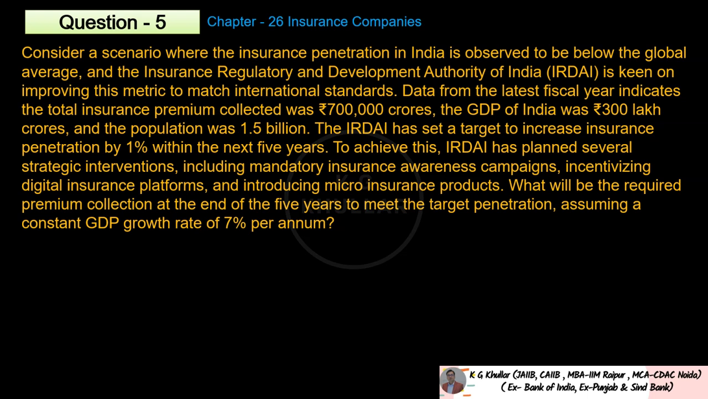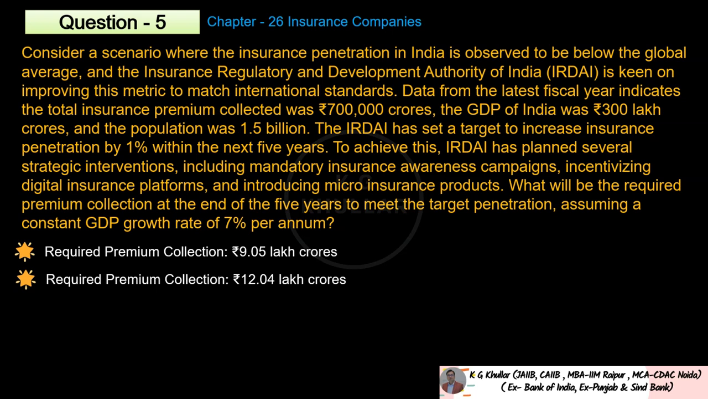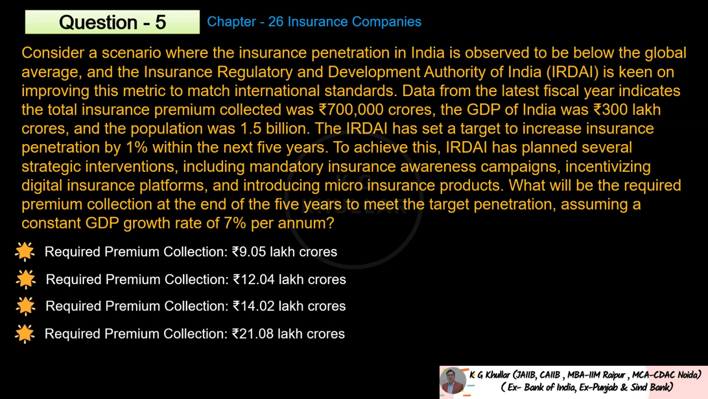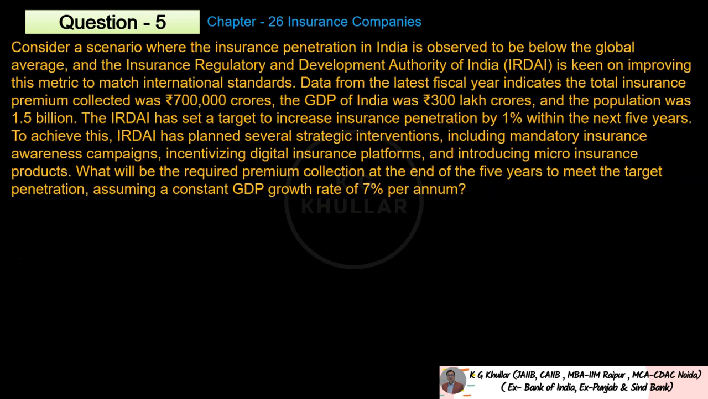What will be the required premium collection at the end of 5 years to meet the target penetration, assuming a constant GDP growth ratio of 7% per annum? And these options are given to you. That is, first option is required premium collection of rupees 9.05 lakh crores. Then second option is this, third is this, and lastly fourth option is this. Now friends, please reread this question by pausing the video if you still can't understand what's asked in this question.